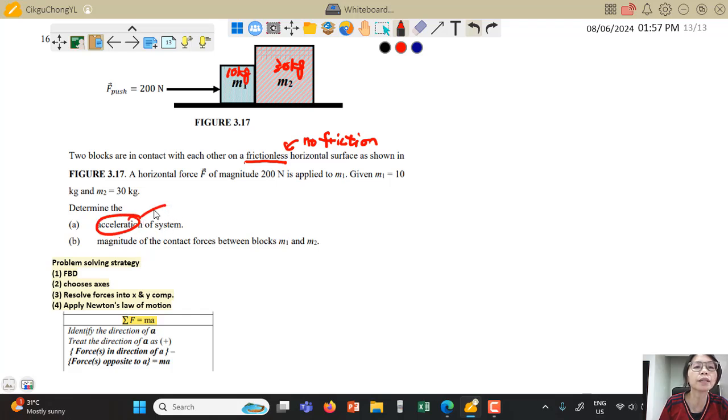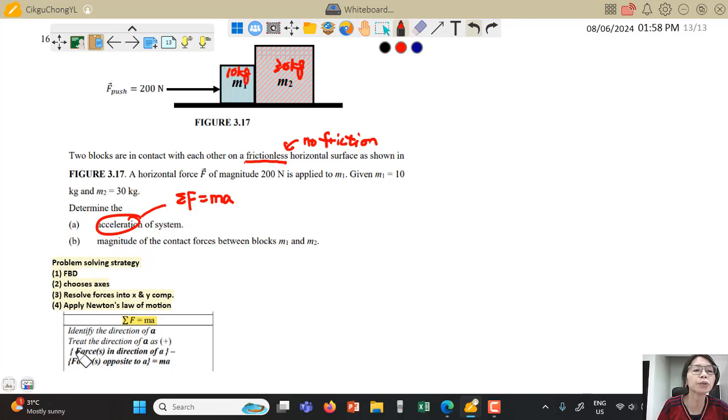Since I'm going to determine acceleration, I understand that I'm going to apply Newton's second law, summation of force equal to ma. Then for the second question, I'm going to determine the magnitude of the contact force between block M1 and M2. You can see very obviously M1 is in contact with M2, so I'm going to calculate the force in between M1 and M2. So how am I going to solve this question?